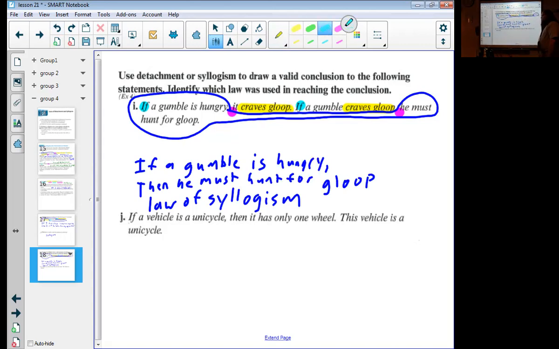For J, it says if a vehicle is a unicycle, so we have an if and a then. For our first one, it only has one wheel. This vehicle is a unicycle. Okay, so here we have this part is true. Our front part is true. We can get rid of it. So this, we are using the law of detachment.